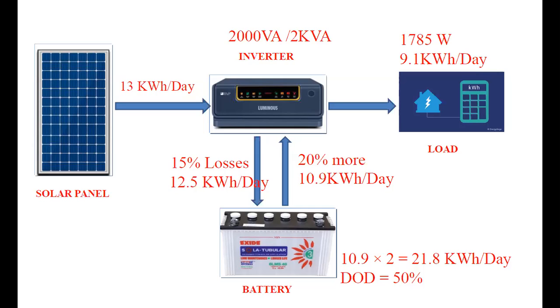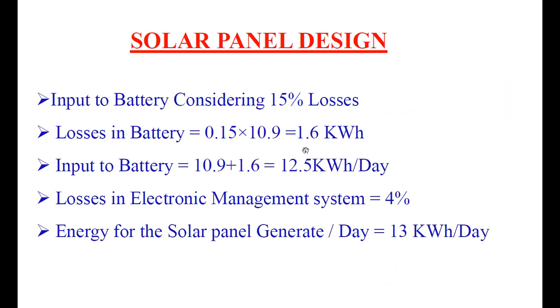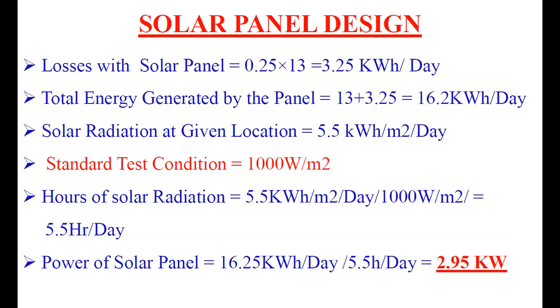per day will be the energy generated by the solar panel, or the required energy generated by the solar panel will be 13 kWh per day. That is the input power required. So we can go to the solar panel design.